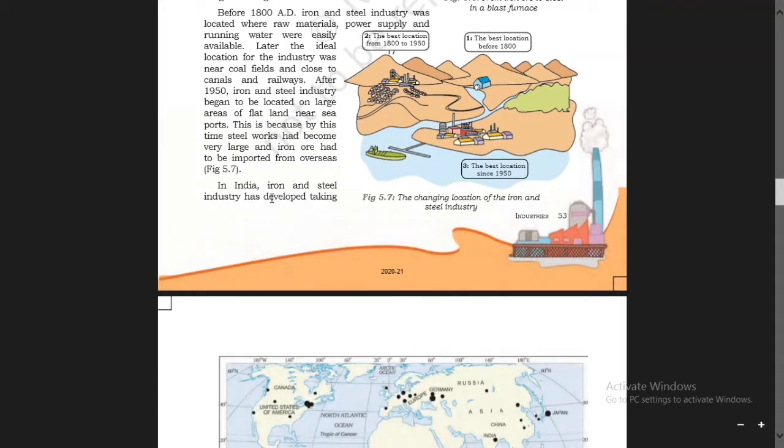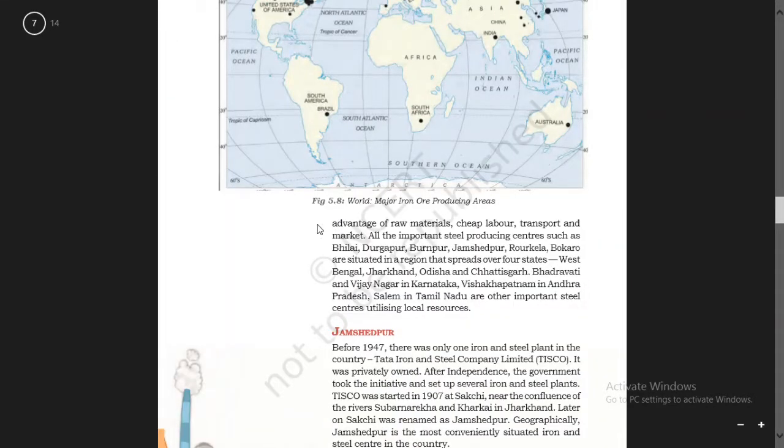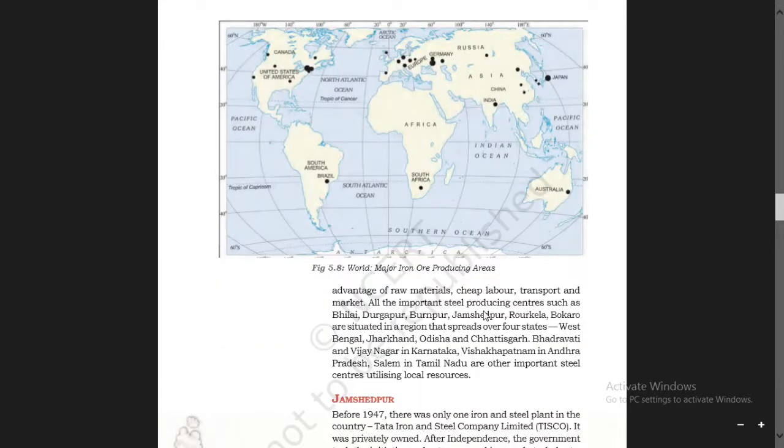In India, iron and steel industry has developed taking advantage of raw materials, cheap labor, transport and market. All the important steel producing centers such as Bhilai, Durgapur, Burnpur, Jamshedpur, Rourkela, Bokaro are situated in a region that spreads over four states. They are West Bengal, Jharkhand, Odisha, and Chhattisgarh. Bhadravati and Vijayanagar in Karnataka, Visakhapatnam in Andhra Pradesh, Salem in Tamil Nadu are other important steel centers utilizing local resources. See the location of this steel industry in different parts of our India. You have to know this, boys, and what is required for establishment of this iron and steel industry. That one also you must know.